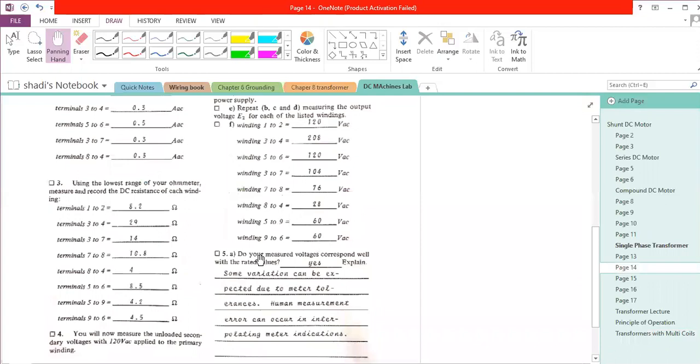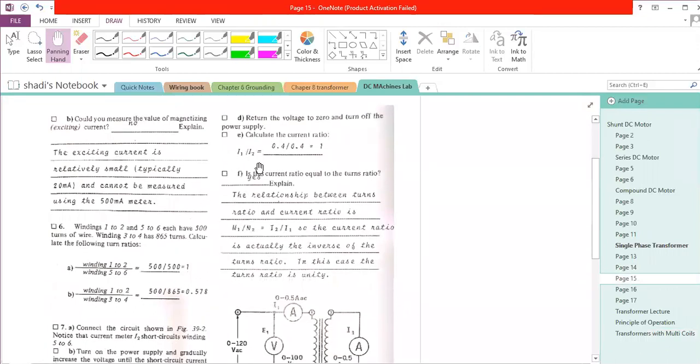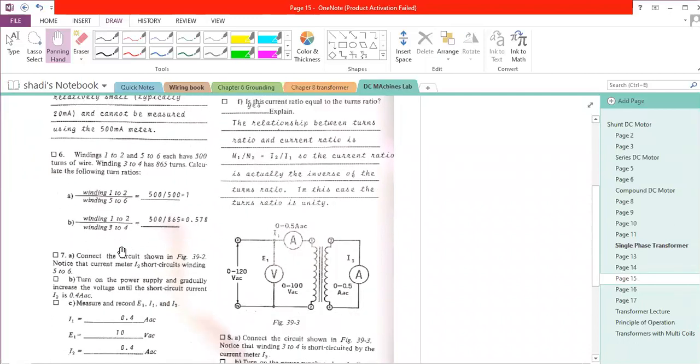Now let's move on. I will not go through all of these questions, and as you can see here, calculate the current ratio. We will calculate the voltage. Here we have the winding ratio. If the windings 1 and 2 and 5 and 6 each have like 500 turns, we have to find the turns ratio, which is equal to the voltage ratio, and so on.